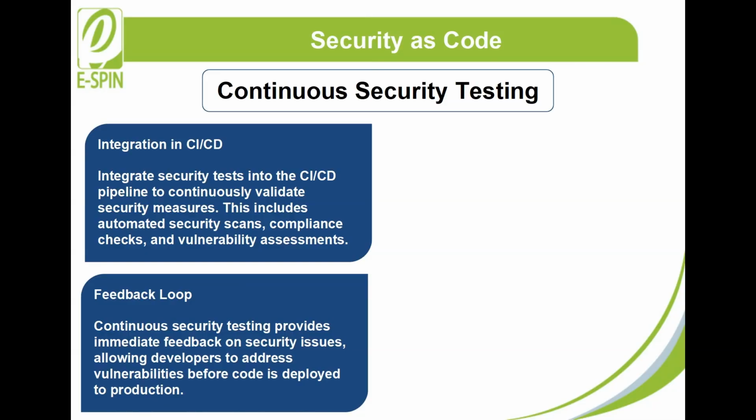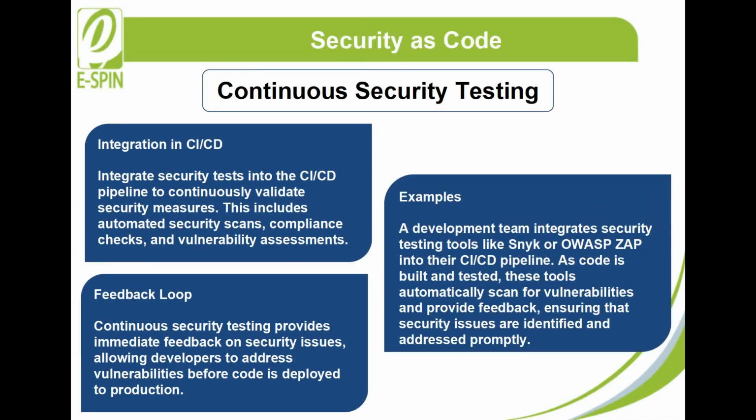to production. Example: a development team integrates security testing tools like Snyk or OWASP ZAP into their CI/CD pipeline. As code is built and tested, these tools automatically scan for vulnerabilities and provide feedback, ensuring that security issues are identified and addressed promptly.